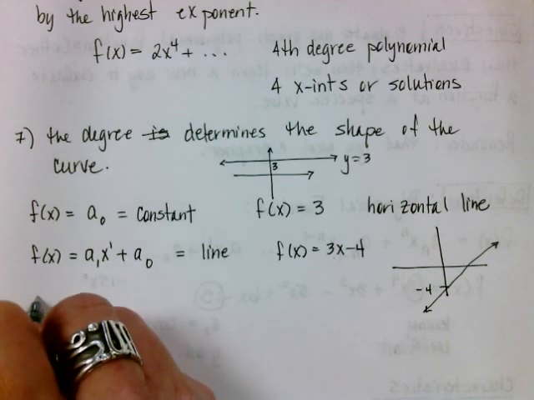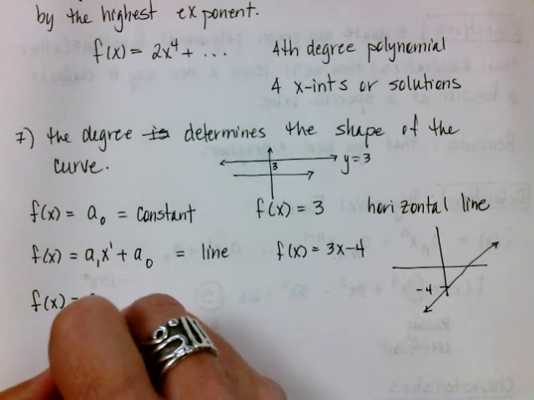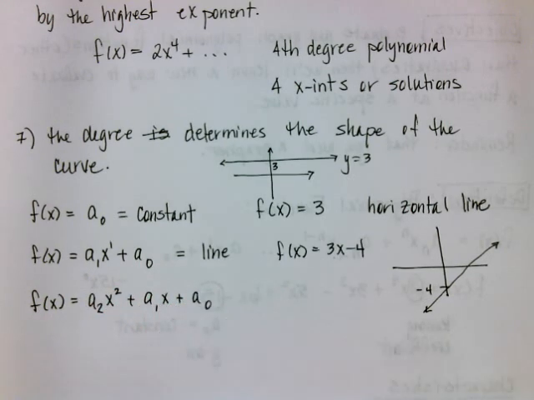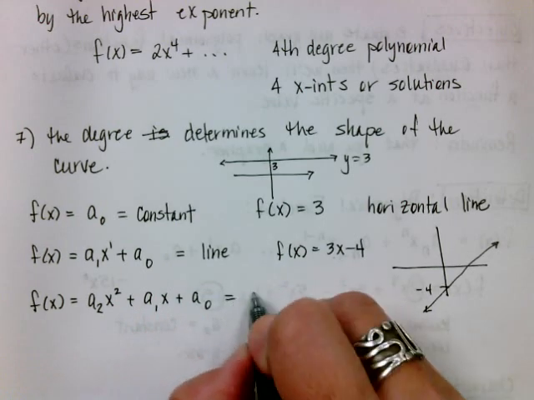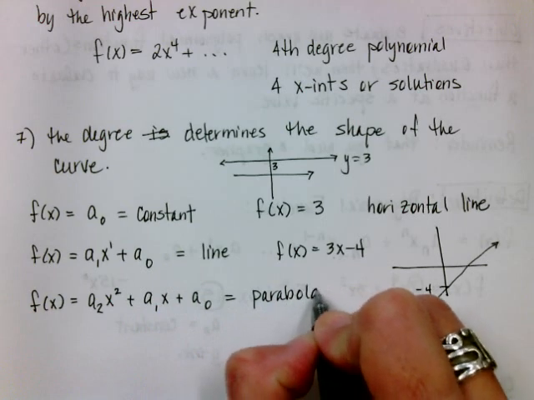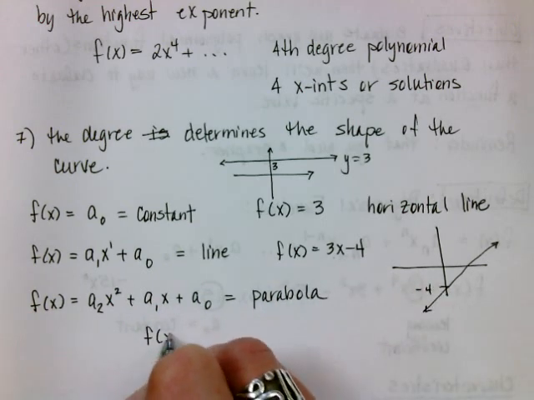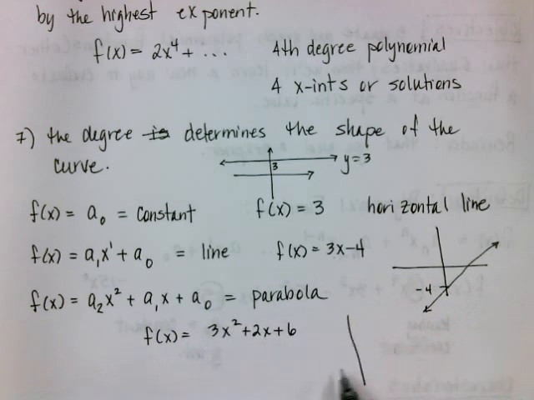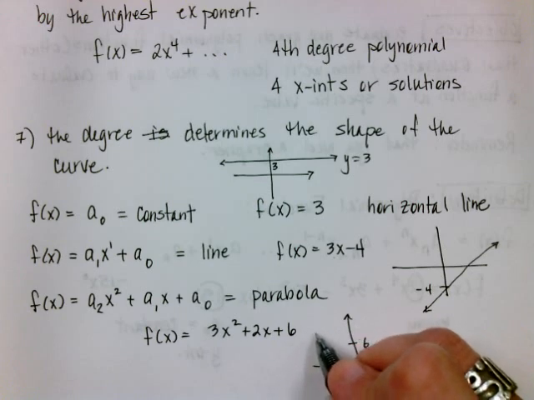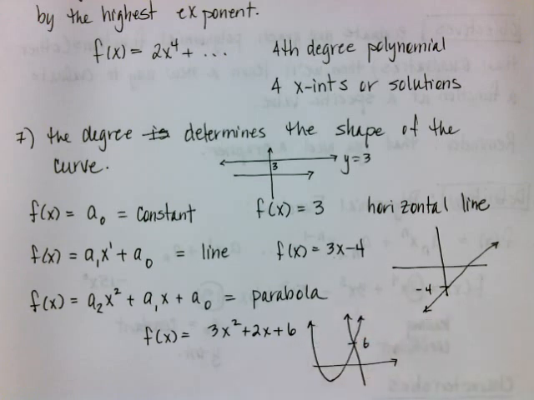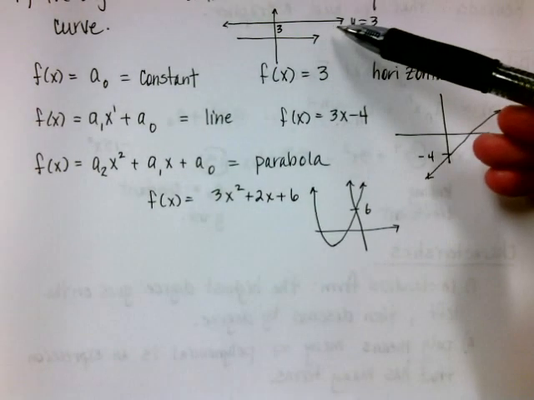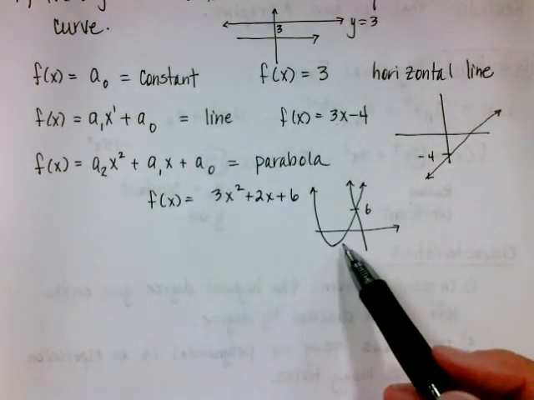All right? Then if I have f of x is equal to a to the second x squared plus a to the 1 x plus a sub 0, and again, that's just our official math language, I know that this looks like a parabola. Okay? And a real example of that might be f of x is equal to 3x squared plus 2x plus 6. And we've done tons of things with parabolas. There's my y-intercept, and I'm just going to draw a graph. I have no idea what it looks like, but we'll just pretend that's what it looks like. The point being that it's a parabola, so I went from no degree, first degree, second degree.